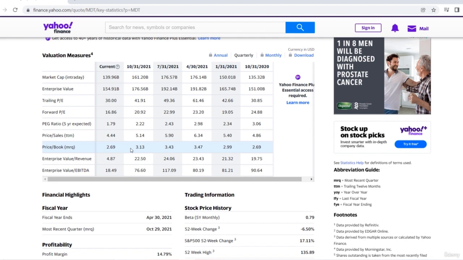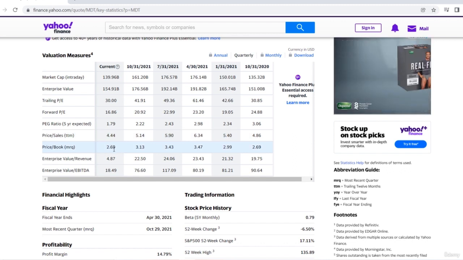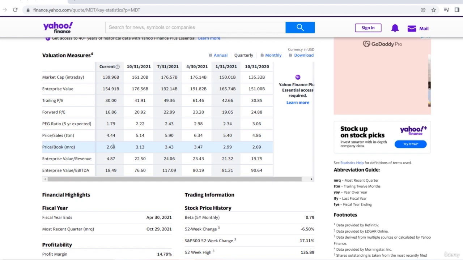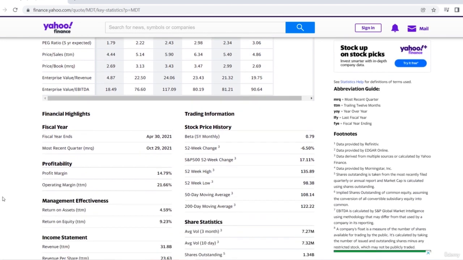Price to sales, kind of the same thing. Under 1.0 would be awesome. In the 1 to 3 range might be okay. High tech stocks might run a little bit higher. This one runs higher, about 4.44. Same with price to book. I'd like that to be around 1, maybe 3.0 or below. This is 2.69. It's come down in price, so there might be some opportunity there as well.